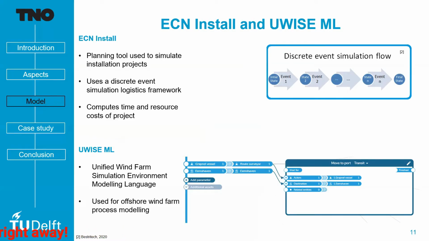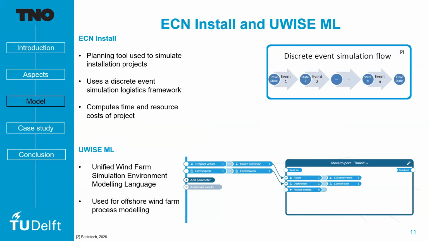So before we get to the model, the first thing we need to understand is ECN Install and UWISE ML. So what is ECN Install? ECN Install is basically an industry-popular tool used in the offshore wind industry, and it's used to plan and simulate the installation of projects. And how it does this is that it uses a discrete event simulation framework.